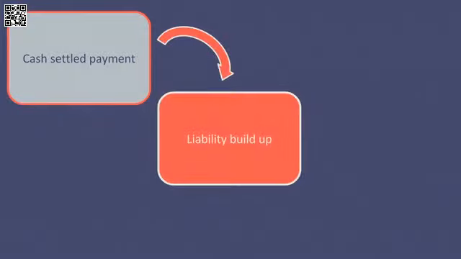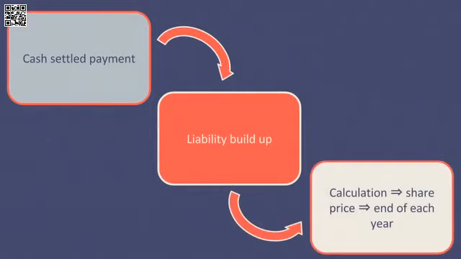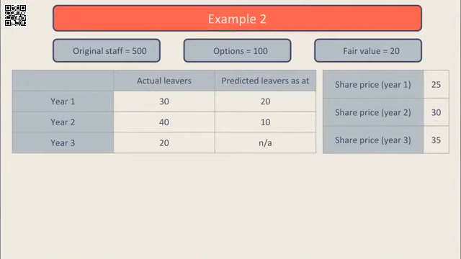In this example, we'll use the same set of data as the previous example, only this time we'll assume this is a cash-settled payment, so the member of staff receives the cash equivalent of the share price. Each year we will see a liability build up on the balance sheet, and this liability will be based upon an annual update to fair value. Notice that rather than use the value of the option at the grant date, the calculation uses the share price as at the end of each year. So we see a share price of 25 being used in the year 1 calculation, a share price of 30 being used in the year 2 calculation, and a share price of 35 being used in the year 3 calculation.